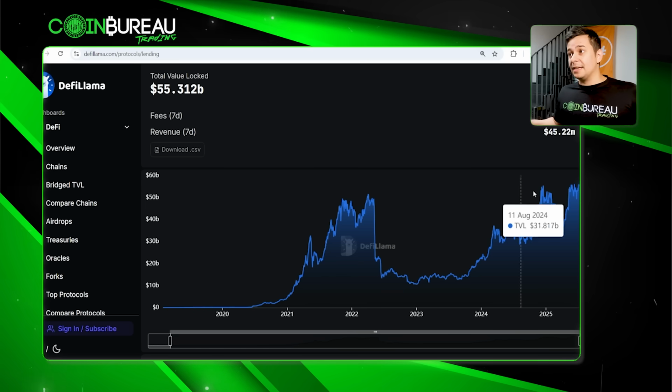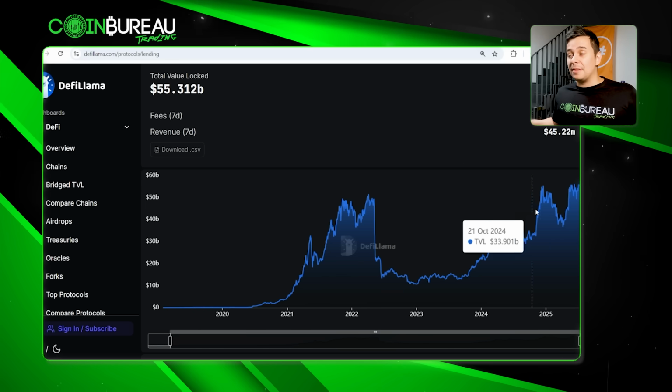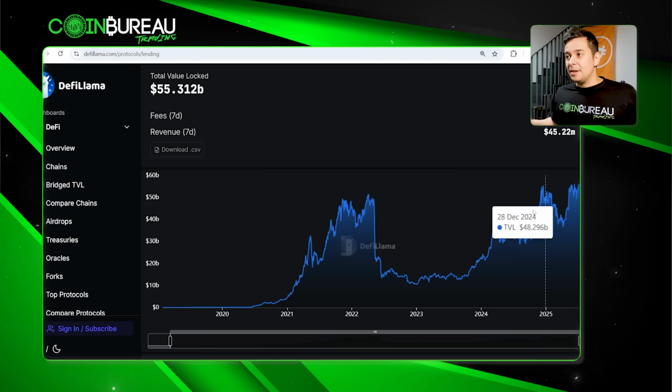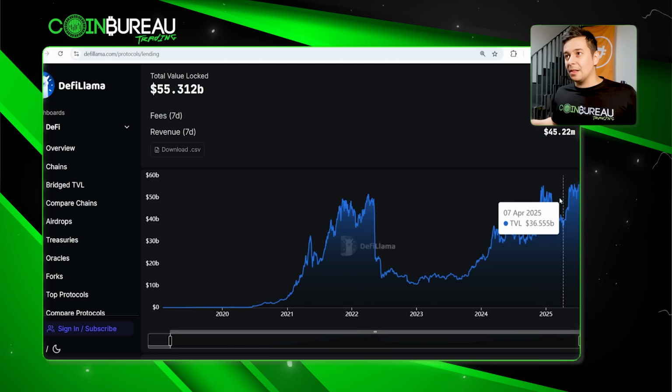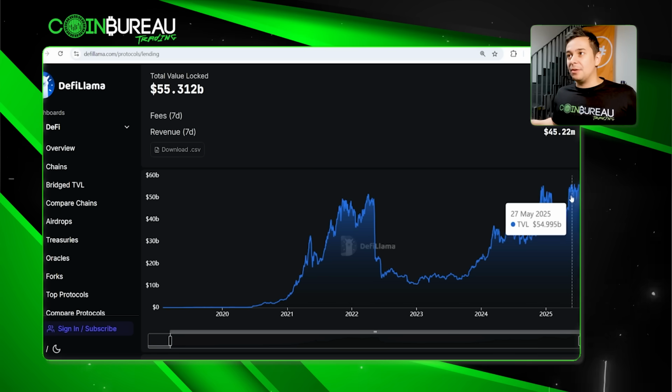And what's really fascinating here, guys, is if we look at the total value locked in DeFi, specifically in lending protocols, you can see that the total value locked has been rising a lot. And I'm sure that some of you are already preparing comments saying, oh, but this rise in TVL is mostly due to the token price.